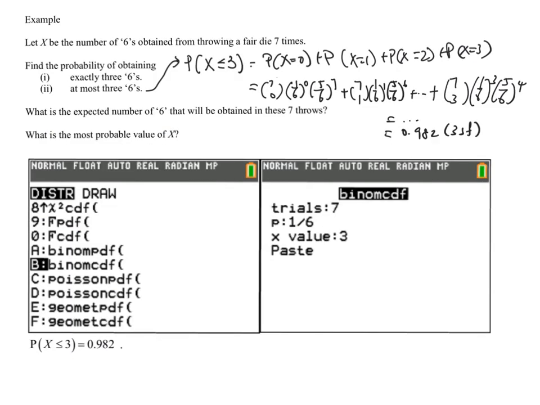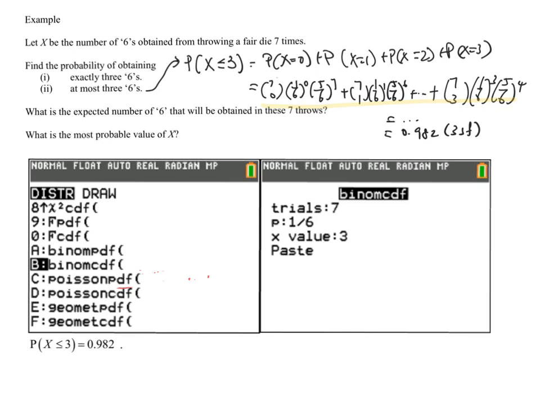Now, if I'm looking at part 2, at most 3 sixes. Imagine if I don't have the graphing calculator, I have to press all these, which can be very tedious. So how can we use our graphing calculators to help us get the answer faster? Likewise, just now we did PDF to find probability x equals 2.